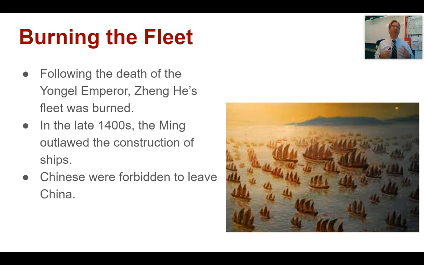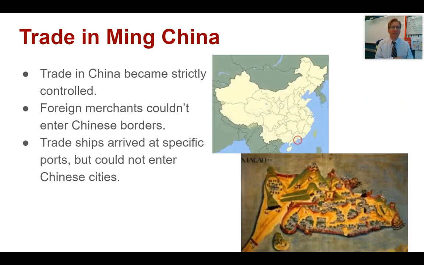And so, following the death of the Yongle Emperor, Zheng He's fleet was burned. They burned all of their ships to say, we're done with the rest of the world. In the late 1400s, the Ming even outlaw the construction of ships. They are going to be a land-based empire. They have no interest in the sea. And furthermore, the Chinese are forbidden to leave China. So no more Chinese merchants are going to travel the Silk Road. It's a very isolationist mentality.